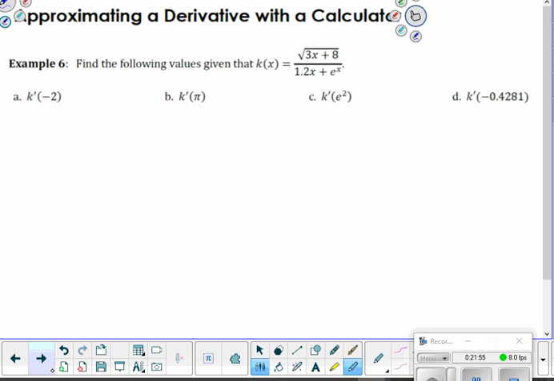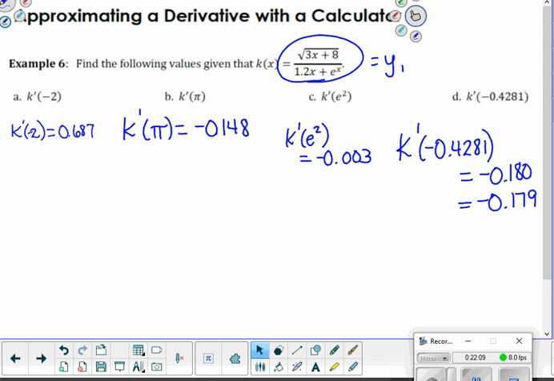Find the following values at the ones shown. So this you can do on your own and then come back. I would load this as my y1 or my y2. Okay? All right, here are my answers. Hopefully you got the same. You can freeze the screen if you need to.